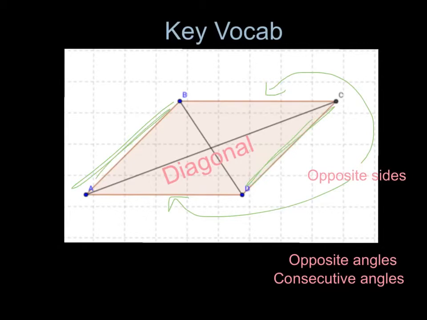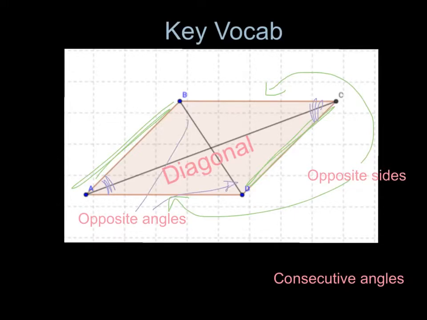We won't be talking about consecutive sides, so we'll skip that, but we do need to talk about opposite angles. We have one pair of opposite angles here, and of course we'd have another pair here and here.